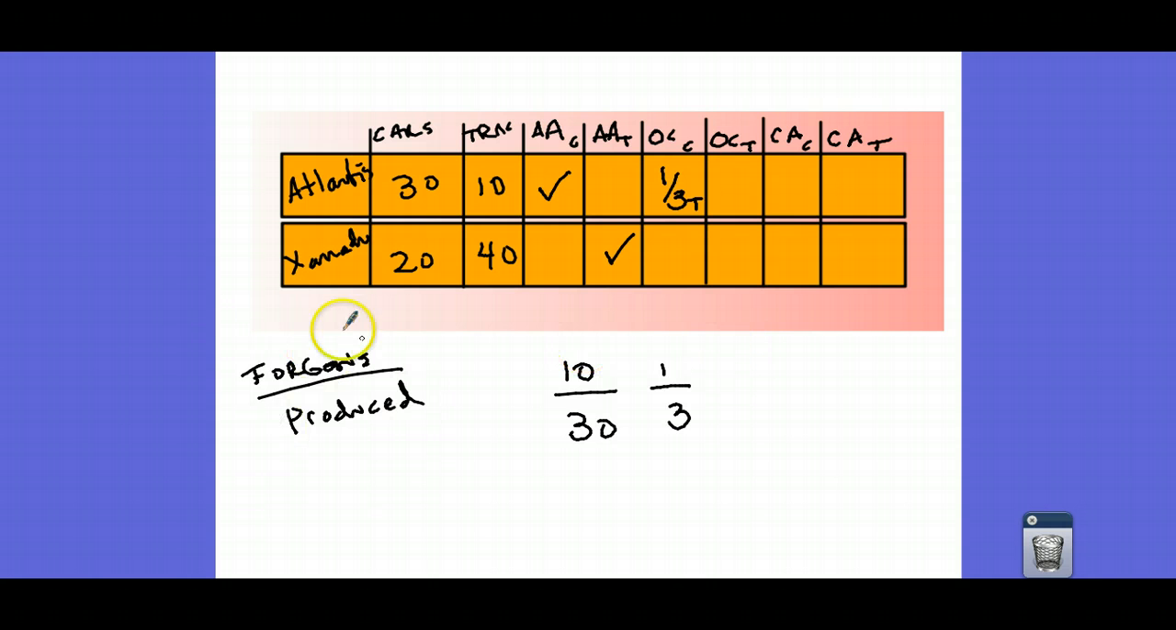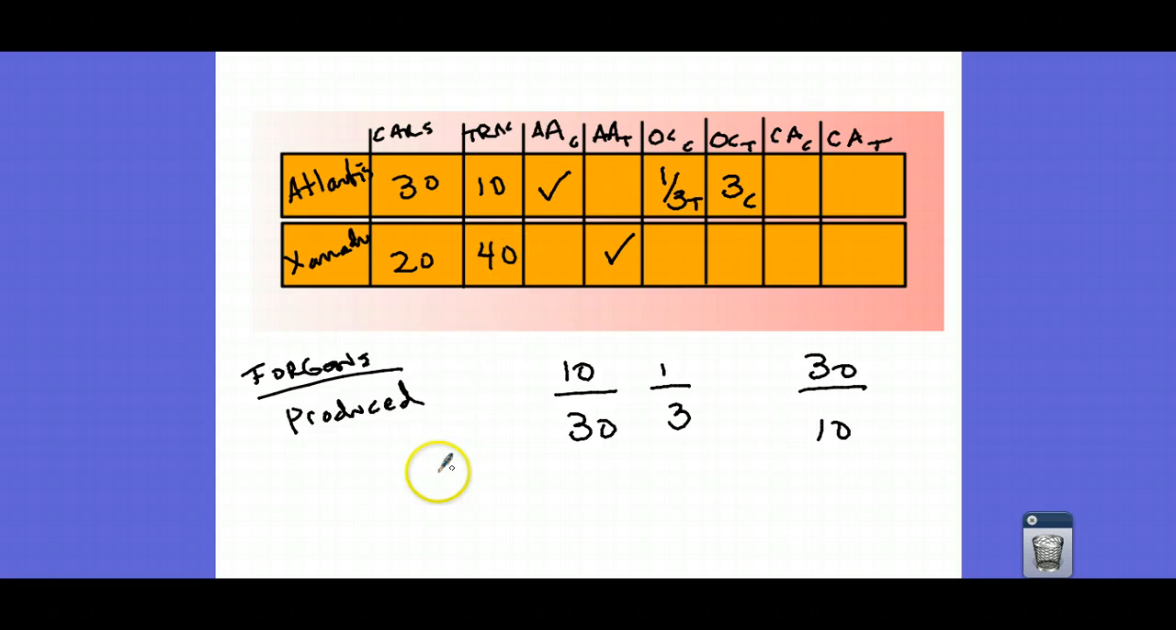Okay, we're going to apply the same logic and same formula to the opportunity cost for Atlantis to make one tractor. Foregone over good produced. 10 goes into 30 three times. You're right. The opportunity cost of one tractor is 3 cars. Let's do the same thing for Xanadu. Opportunity cost for Xanadu to produce one car.